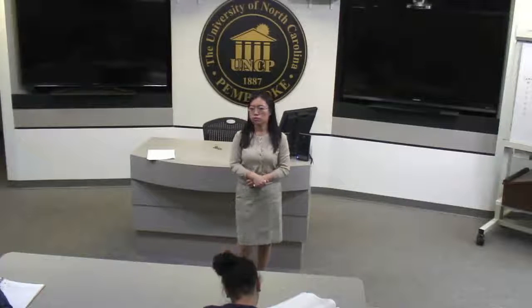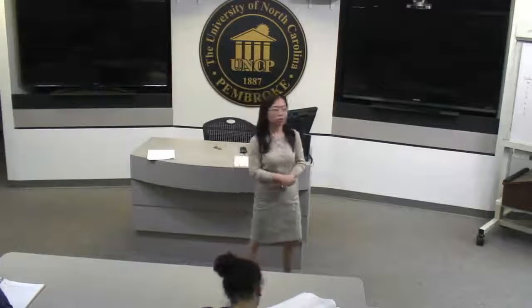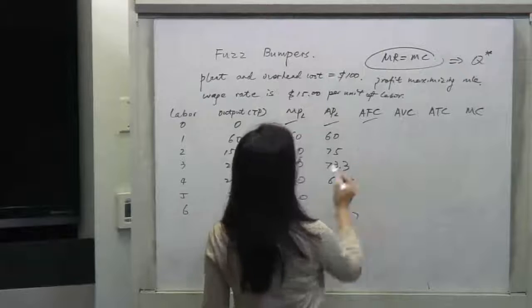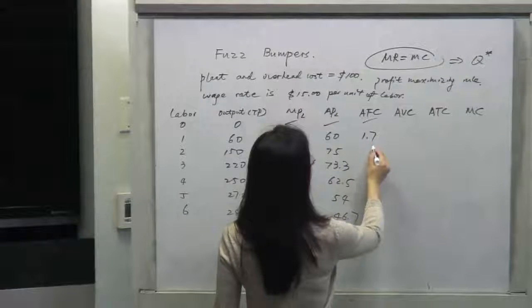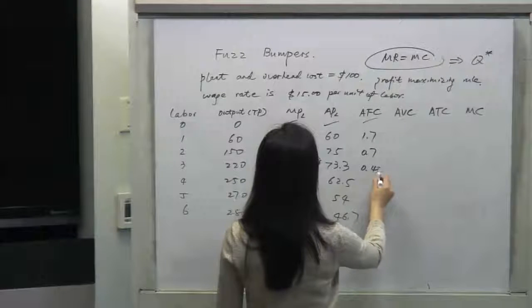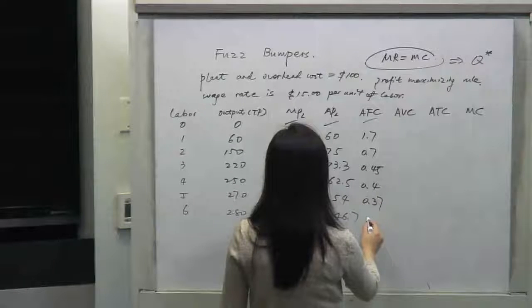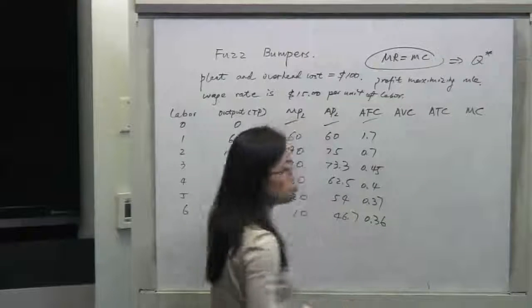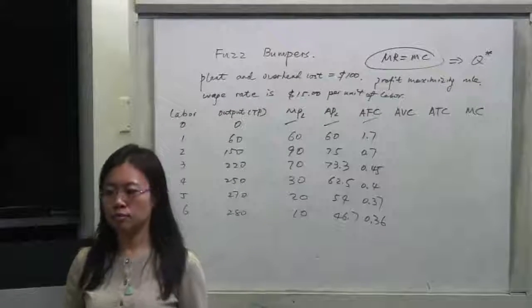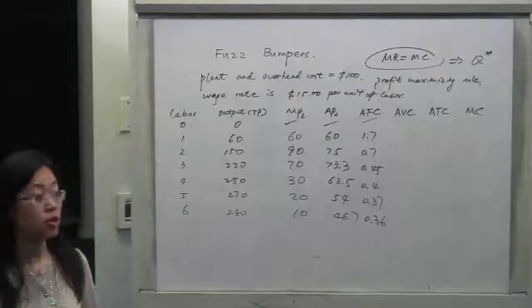Okay, finished? So what are those numbers here? The first one, 1.7. Next one, 0.7. 0.45, 0.4, 0.37, 0.36. Okay, you guys have the same numbers? Everybody got that? Okay, good.